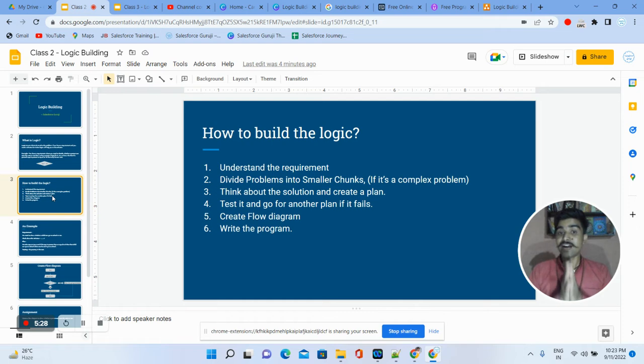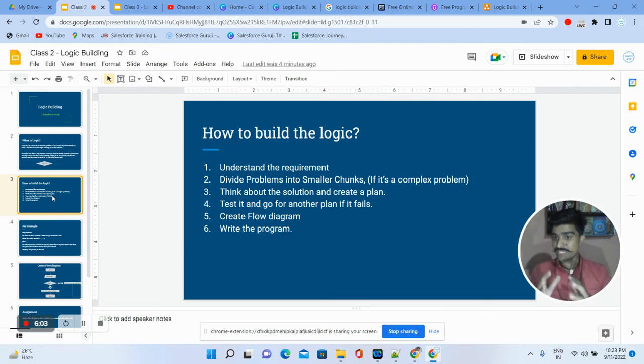Then think about the solution and create the plan. See, here is the thing: most of the time, whenever there is a requirement or a problem, we just think about the problem. Suppose my phone is not working, then I'm just thinking about it: my phone is not working. How can I call my relatives? How will I survive? I need to post on Facebook, Instagram, anything.